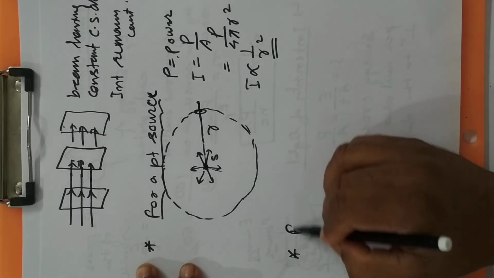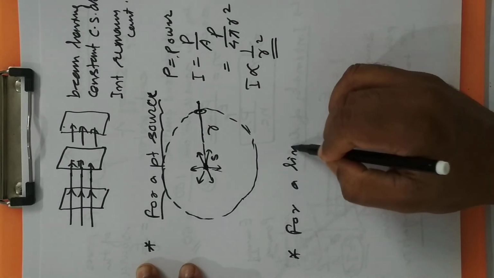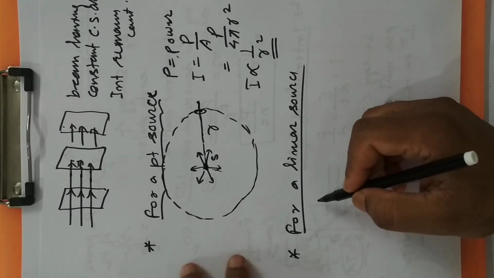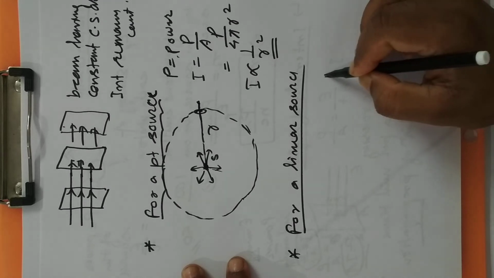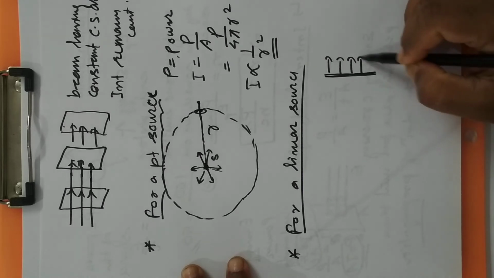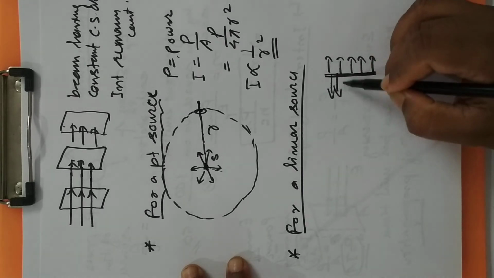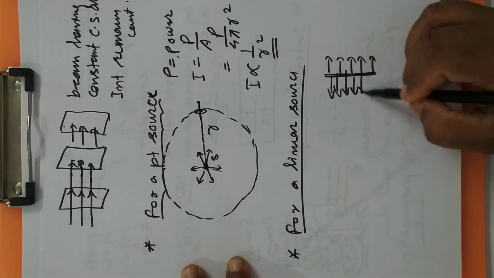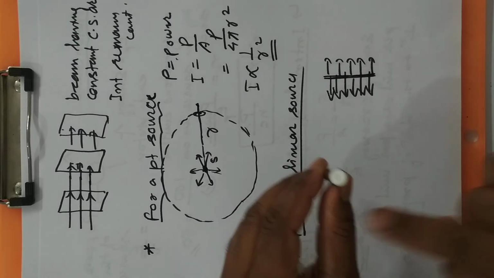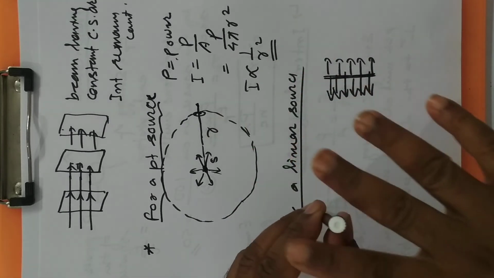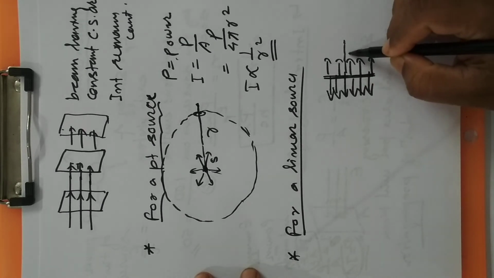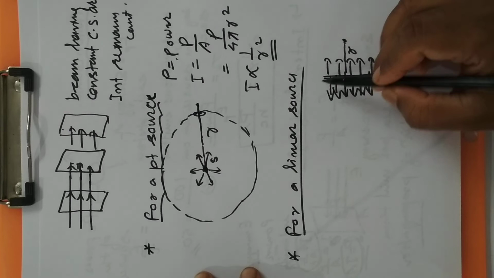Similarly, for a linear source, let us consider this as a linear source, for example. It will be emitting radiation not in every direction, but in a plane perpendicular to this source. If this is the source, then light is going to go out like this, perpendicular to the source. Suppose at a distance r from this source, we have to find intensity. Then what will we do?